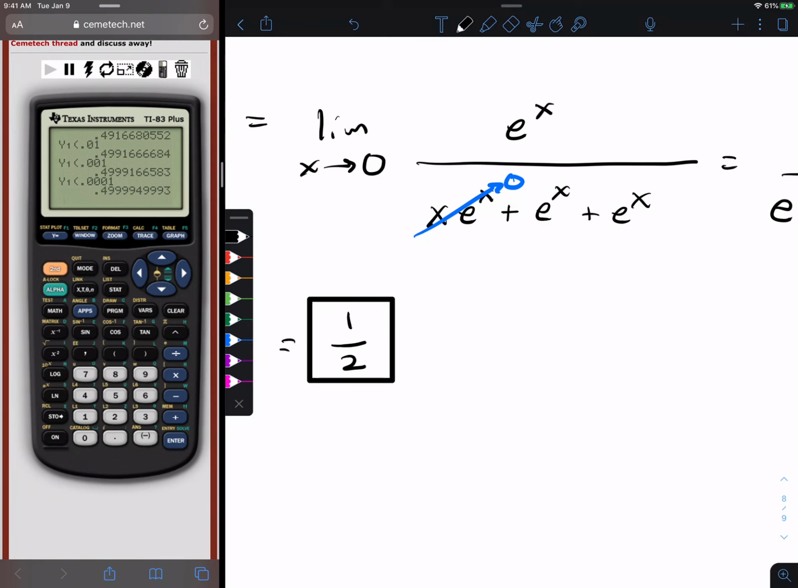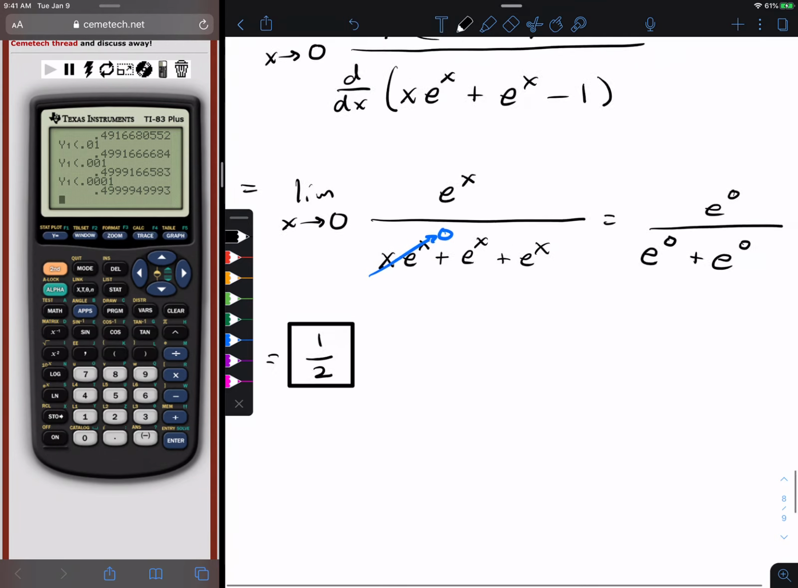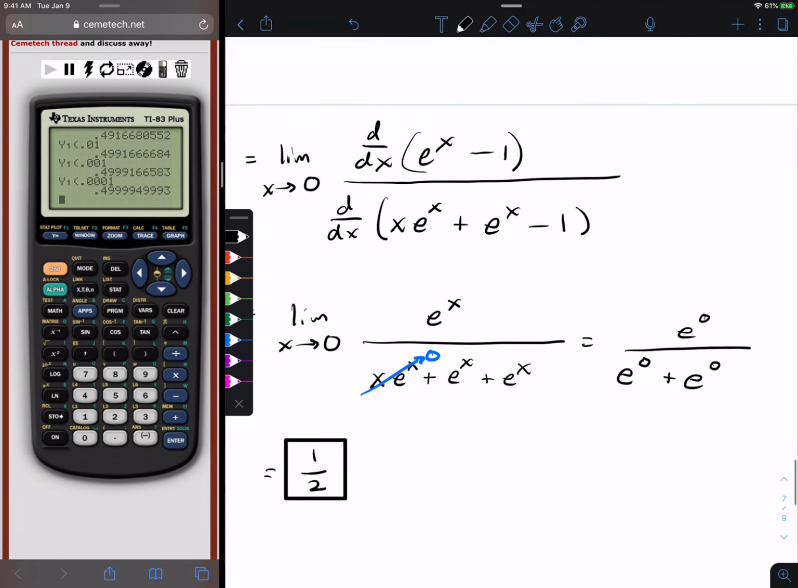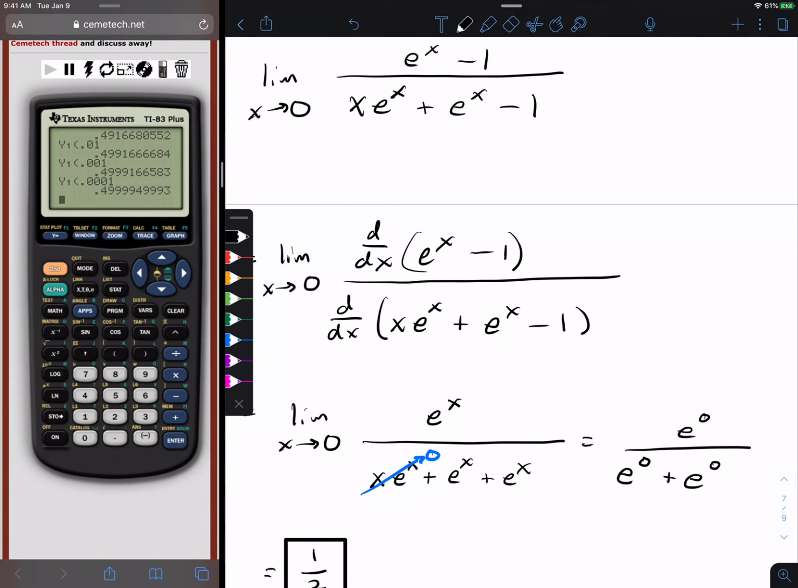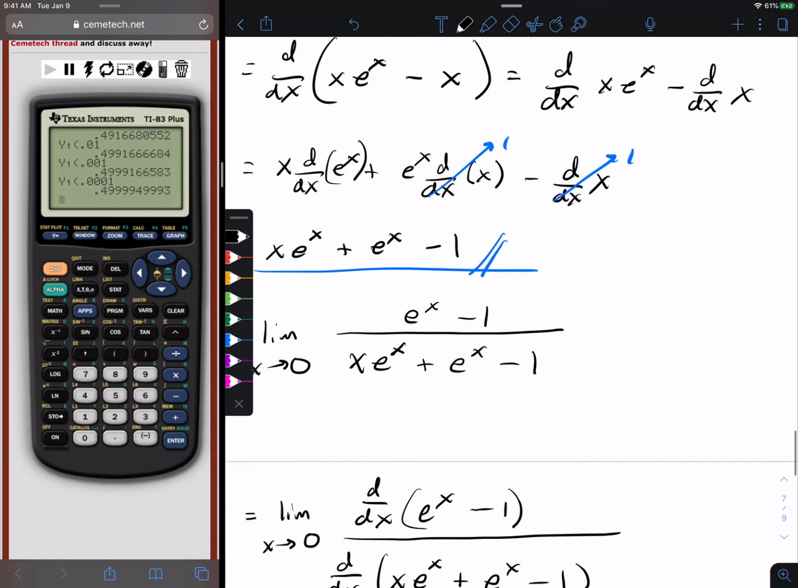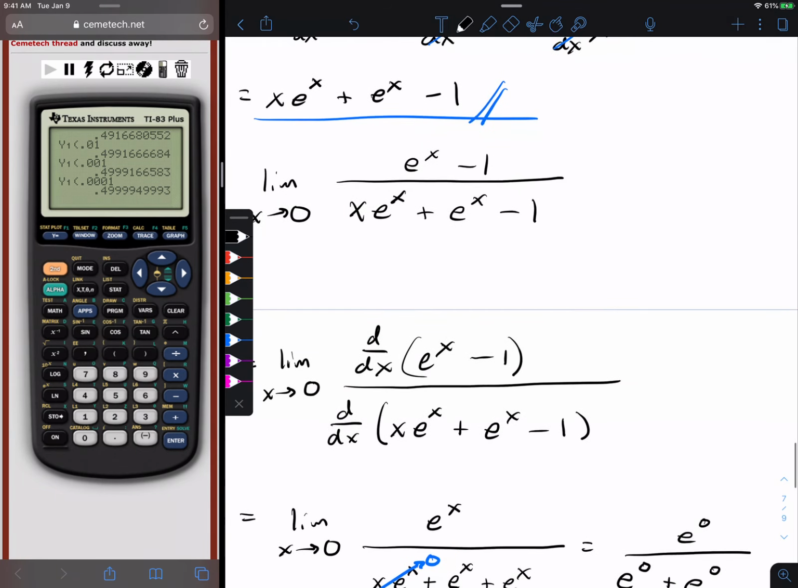So I went back and then it dawned on me, I was like, okay, let me try the technique of applying L'Hopital's rule twice. So the trick for number 6 was applying L'Hopital's rule twice, okay?